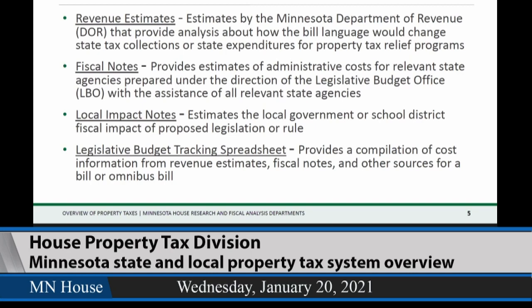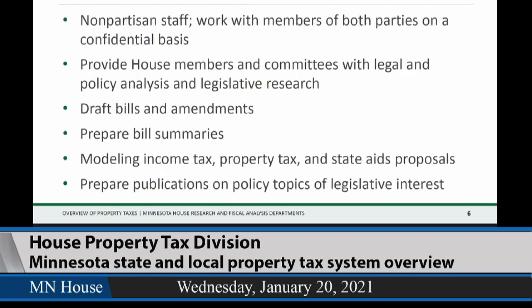And now I will turn it over to Mr. Swanson for some information about House research and the discussion on property tax administration.